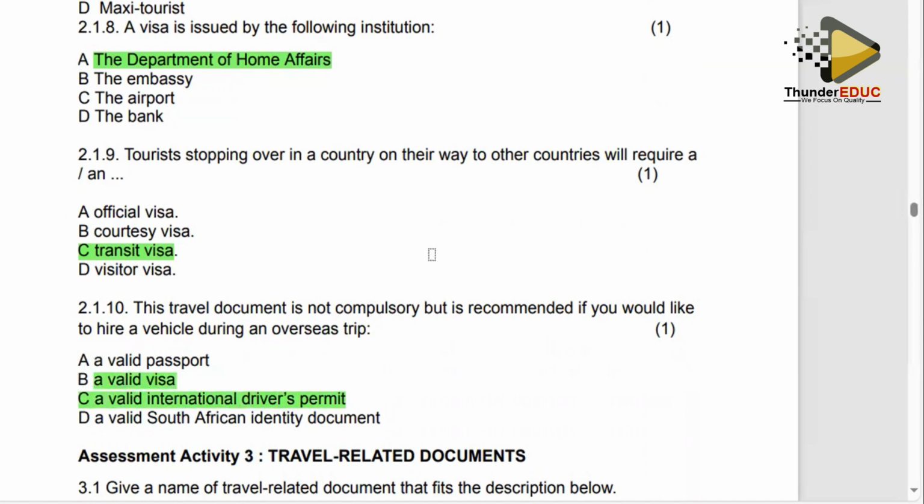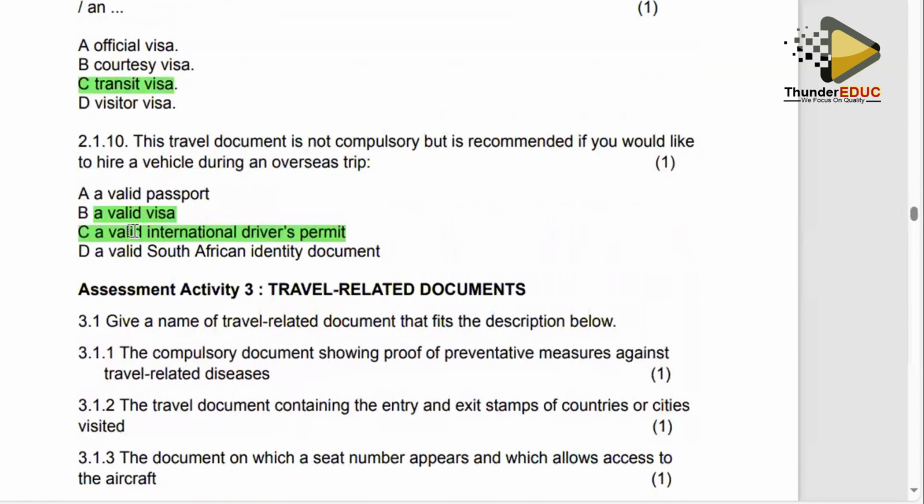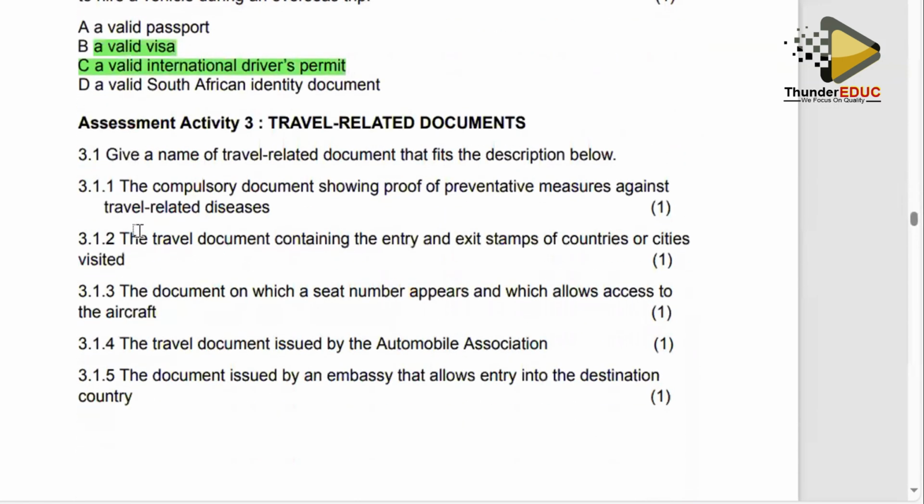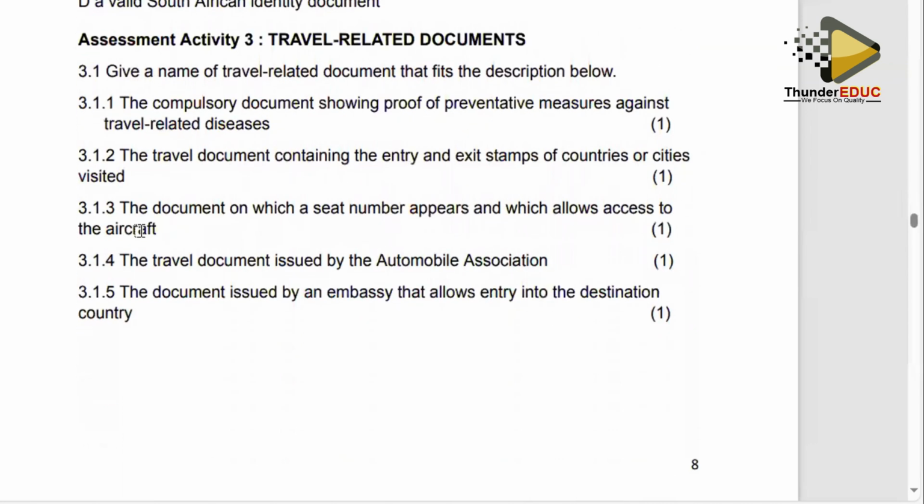So that is the first activity, which is out of 10. Then moving on to the next activity. This is assessment activity number 3. Perhaps you might assess yourself on how far you are going to go on this one. So the first one, I'll read the questions, then I'll provide the answers later. Give a name of a travel-related document that fits the description below. So for each description, we are going to give the name of the travel document.